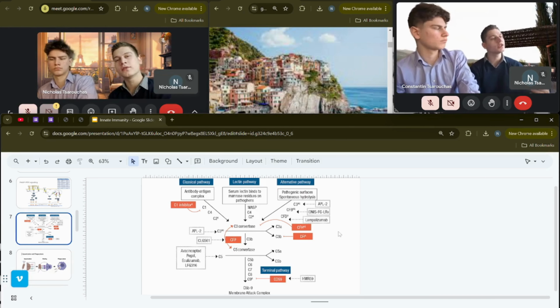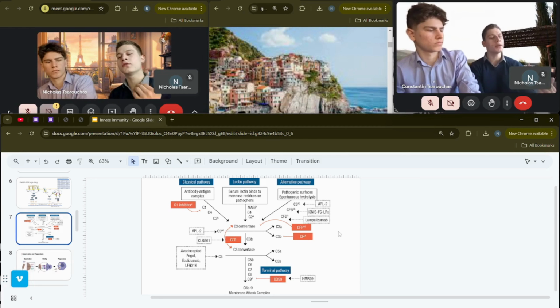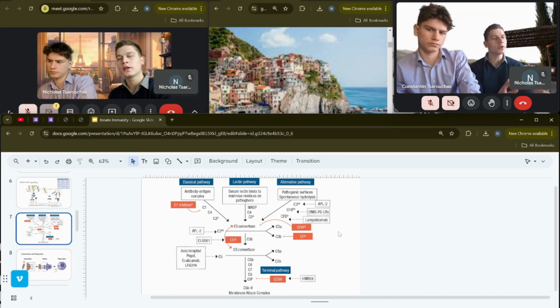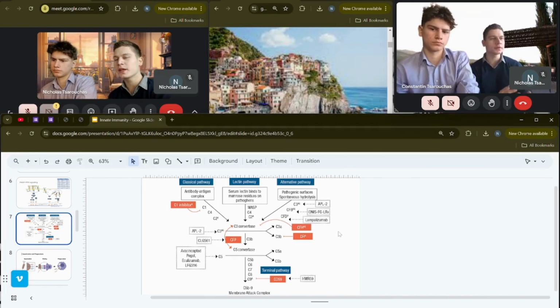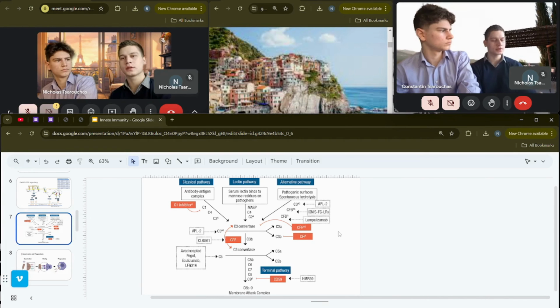and the MASPs cleave C4 to C4a, the smaller fragment, and C4b, the bigger fragment, which is usually the one used. The C4b C2a is then able to act as your classical C3 convertase, and again you see this classical part, the classical pathway, the next thing that we would explore.